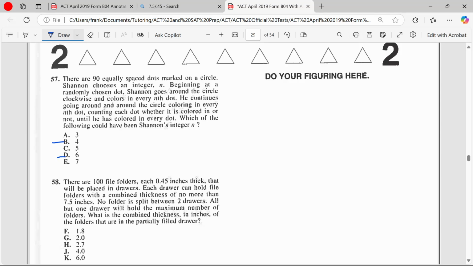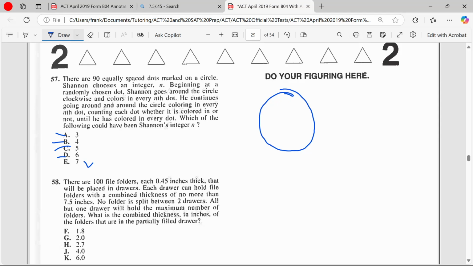And then if you have factors of 90, you're always going to just keep hitting the same dots. So 3 is out. 5 is also a factor of 90, and that leaves only E, 7. But what if you didn't think about that? Well, again, you could list them all out and check 3, 6, 9, 12, 4, 8, 12, 16, and just keep going until you saw that you were hitting the same dot every time. Or you can try to make a simpler example.